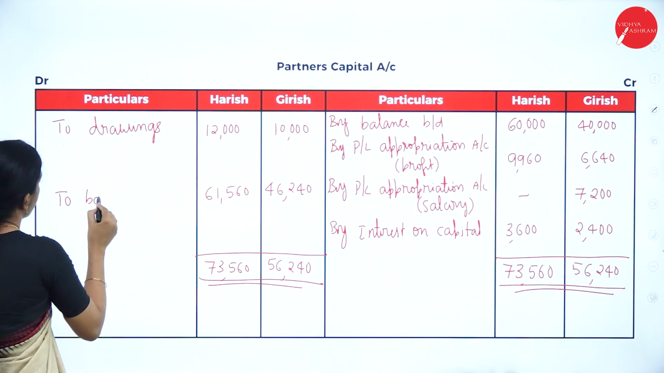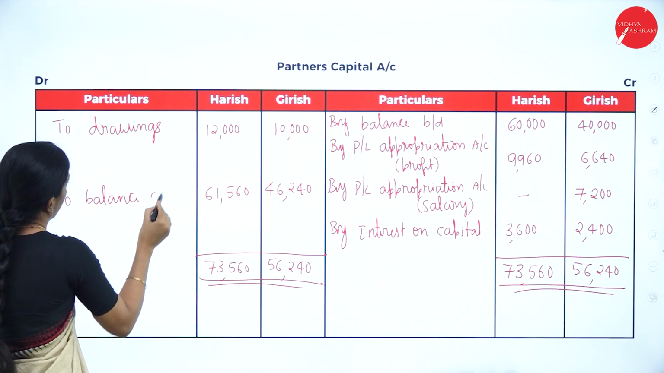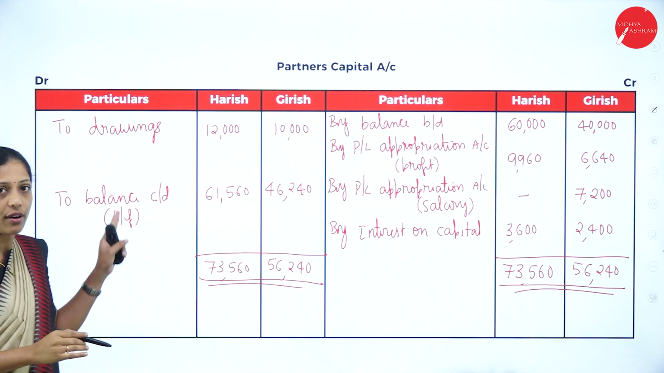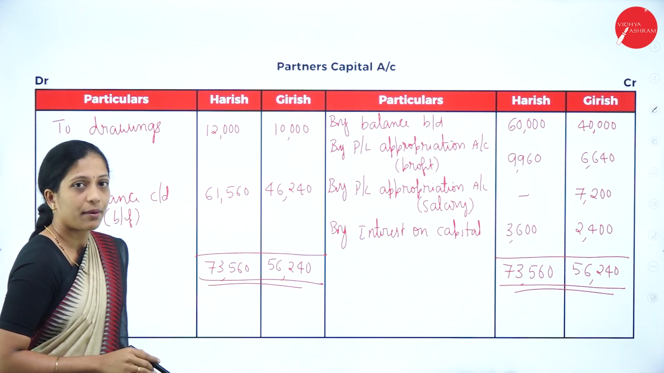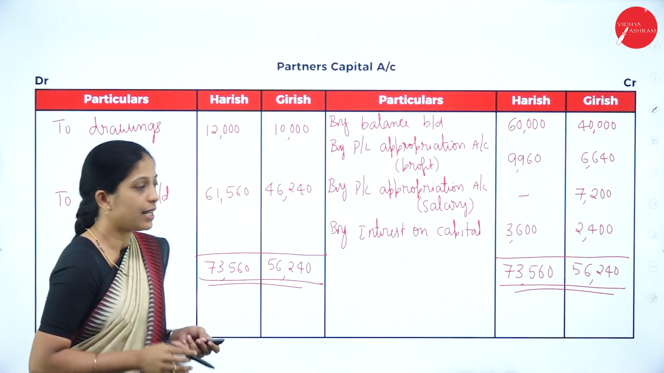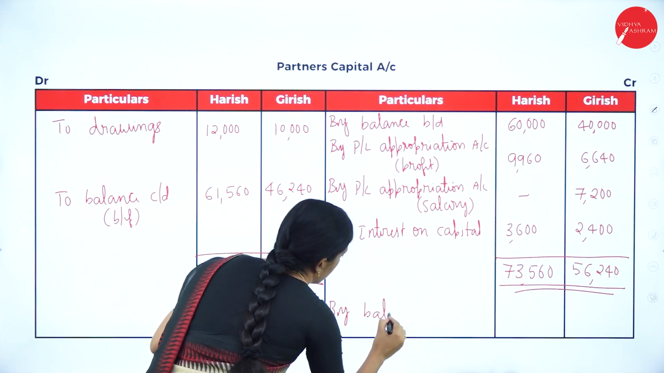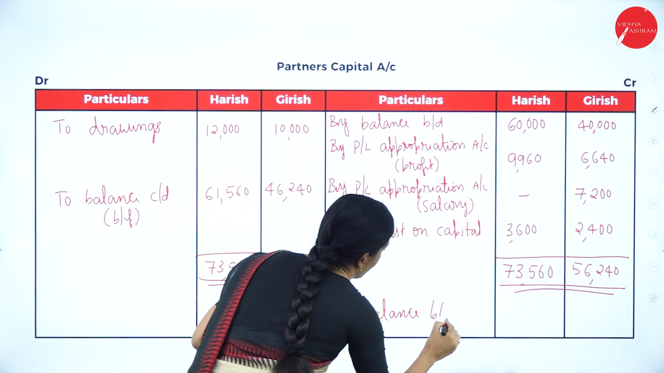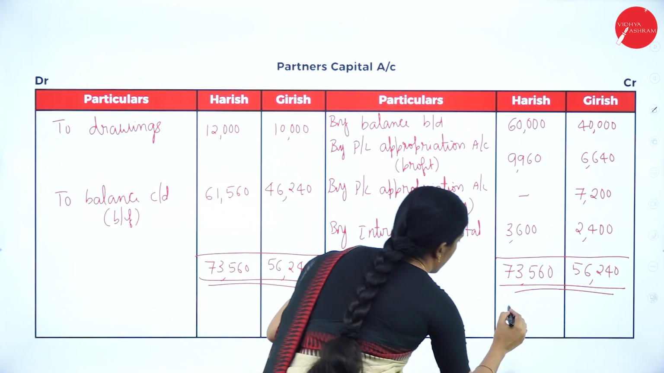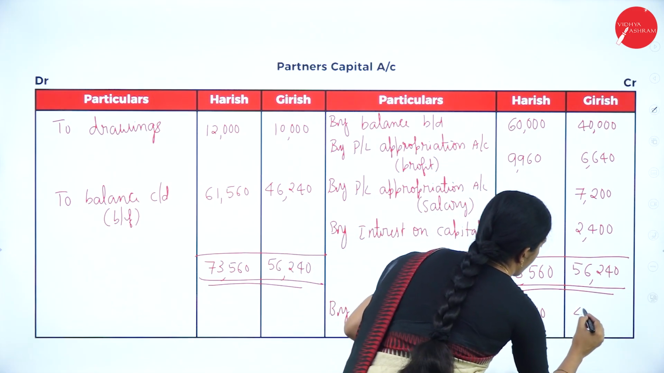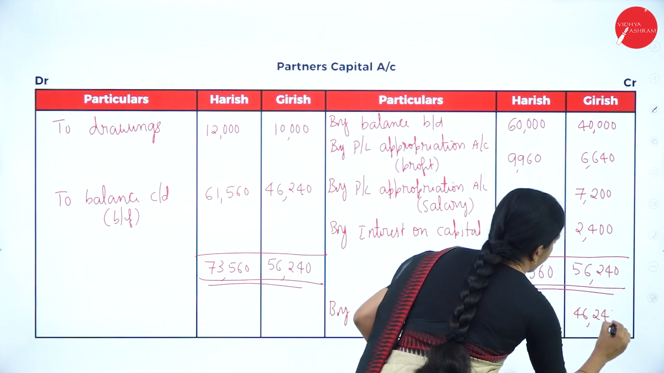So, to balance carried down, and this will be the balancing figure. Whatever the amount you have carried down here, bring down that balance, which means we have to record it in the balance sheet. So, by balance brought down. So, how much have we carried down? 61,560 and 46,240.